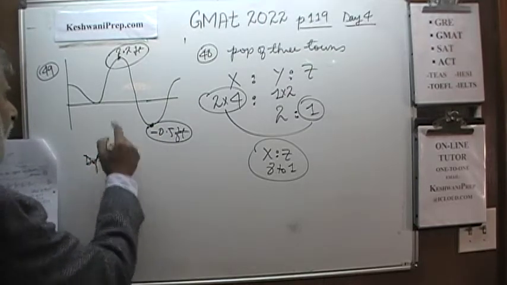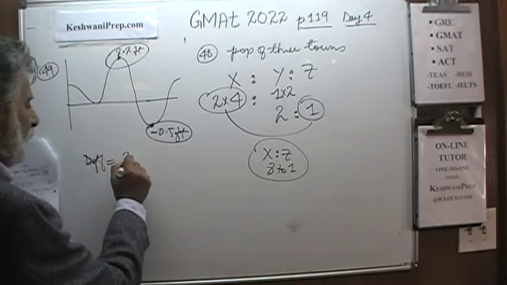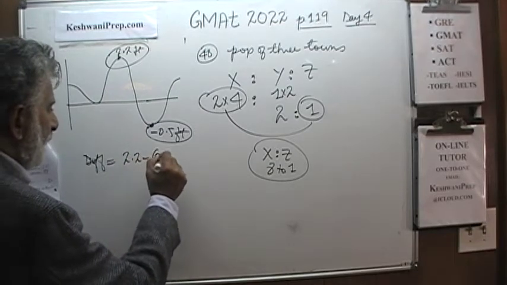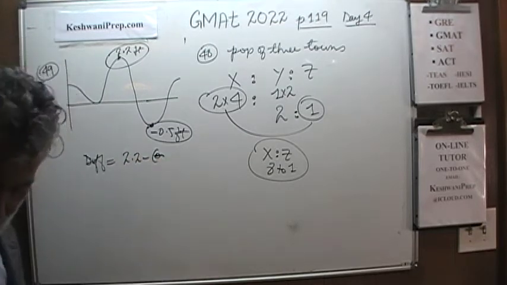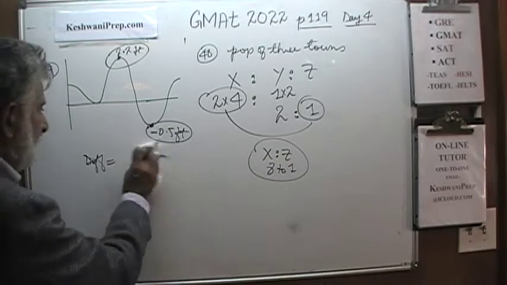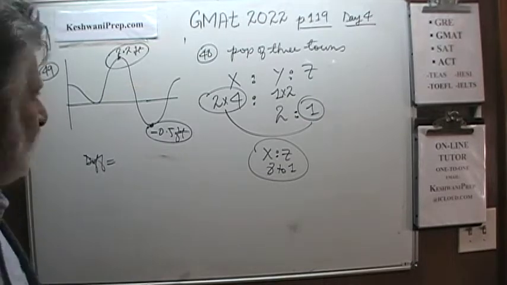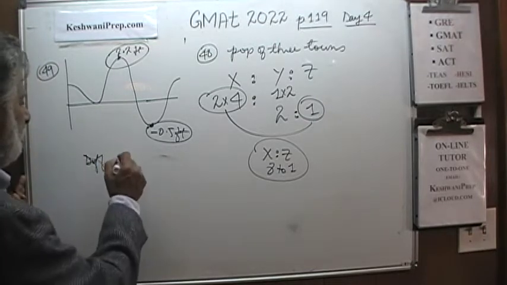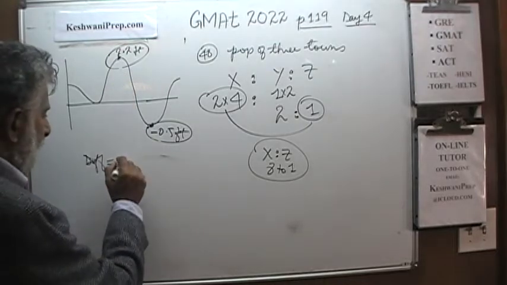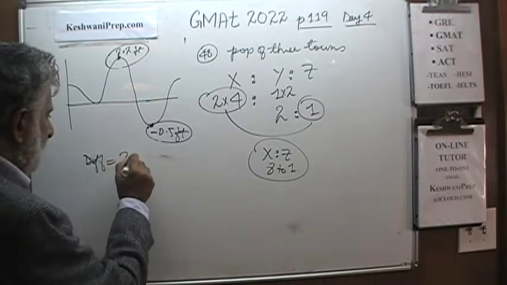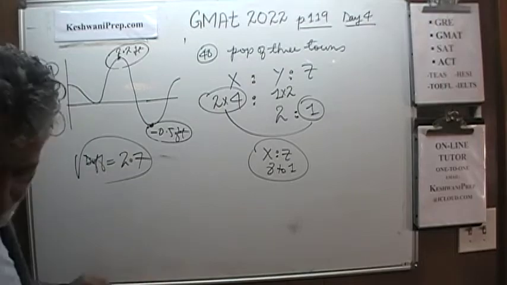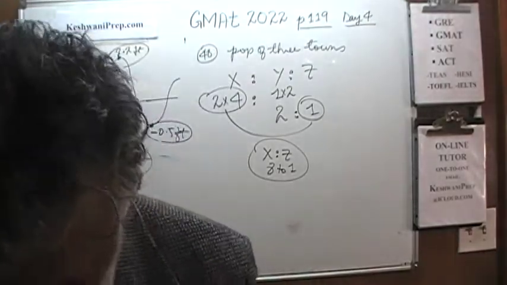The difference between the highest and the lowest is simply 2.2 minus negative 0.5. Again, which is what happens when you make too much fuss about it. The difference is 2.7. 2.2 and negative 0.5 is 2.7. The more you make a fuss about it, the more likely it is that it's going to get very annoying.